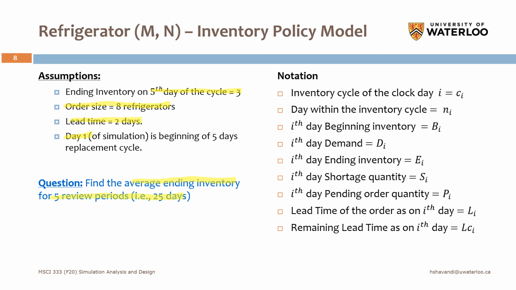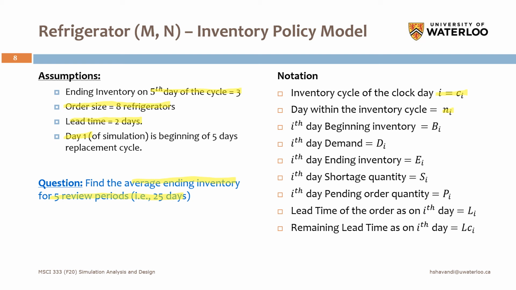And the notations here: we define the inventory cycle of the clock day i as Ci. I mean, it is the cycle. If Ci is 1, this means that we are in the first 5 days or the first cycle out of the 5 cycles that we are going to simulate in our simulation, okay? And the day within the inventory cycle is Ni. So let's say Ci is 1, this means we are in cycle 1, and then Ni is 2, this means we are on day 2 of cycle 1, okay?